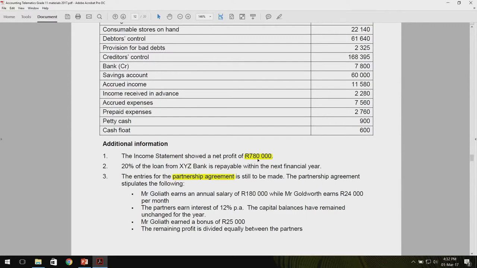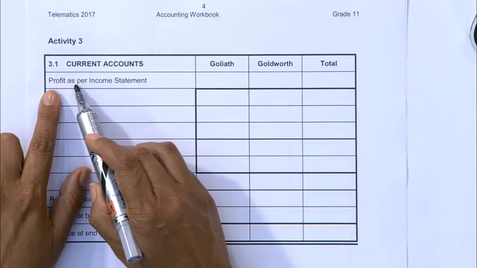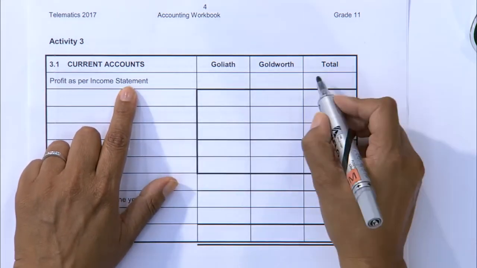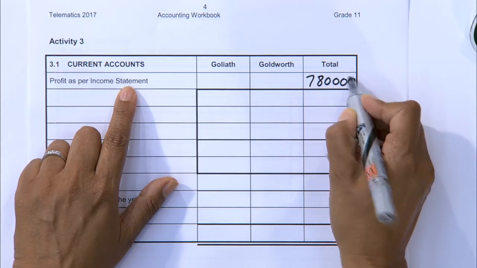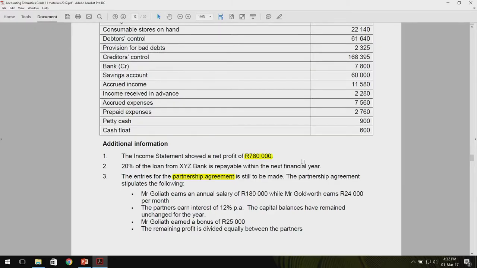So let's start. The first thing we're going to need is the profit as per income statement. They've given that. They say that the profit as per income statement is 780,000. Let me just show you where that is. I highlighted that amount there. So the income statement showed a net profit of 780,000. So I've got that. Now I'm going to read this information and fill in as we go along.